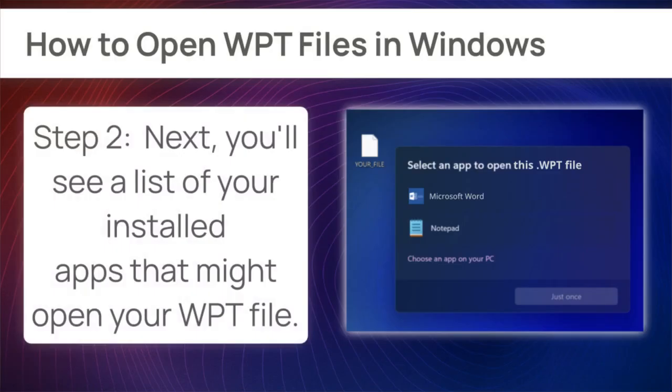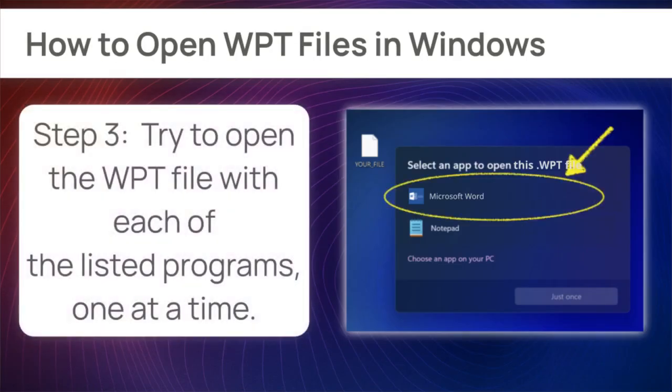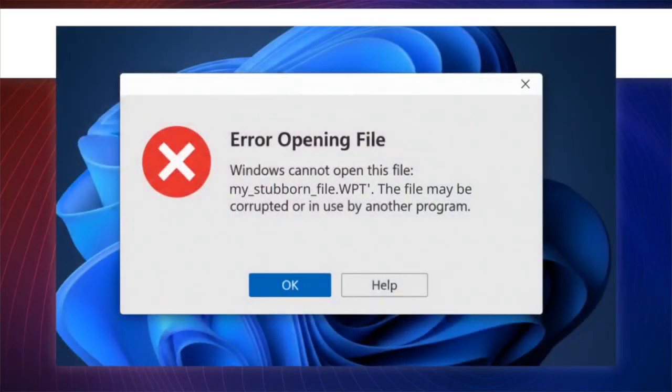Right-click your WPT file and choose Open With. Test with Microsoft Word first. If it's missing, select another program. It's often a simple software switch. If the WPT file still will not open, there is no need to stress.